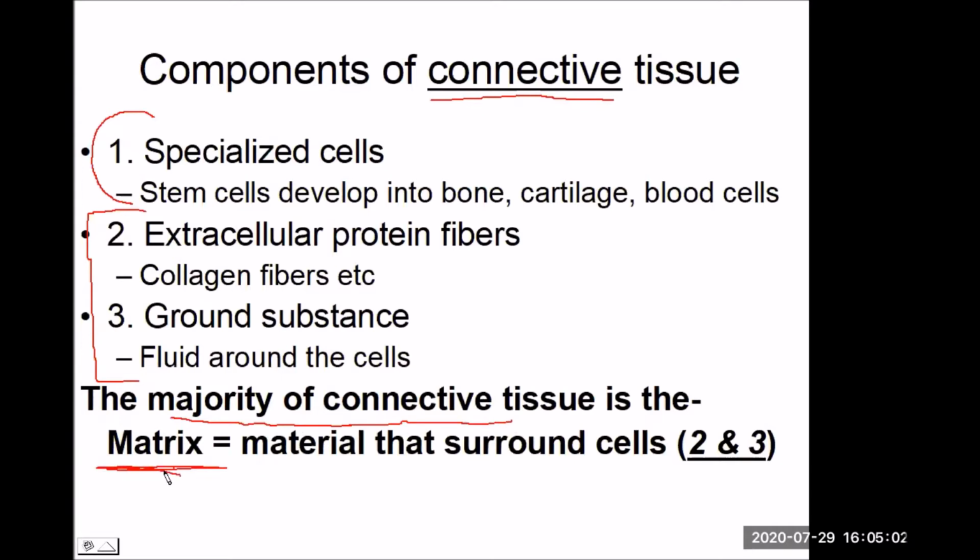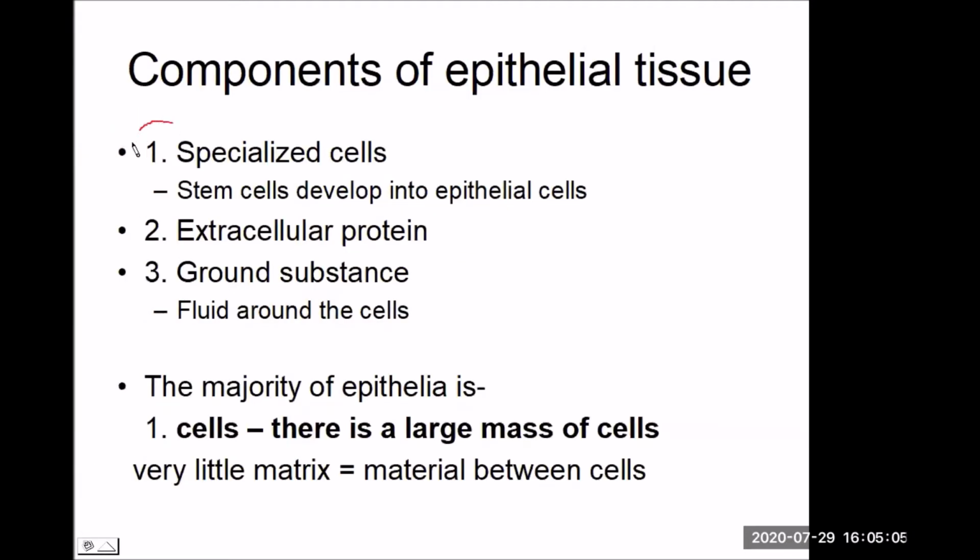However, switching now to epithelial tissue, well, again, specialized cells, extracellular matrix. But this time we're seeing, and here's the major difference, the majority of epithelial tissue is composed of the cellular component. So there's just a large connected mass of cells with very little extracellular matrix. Really the opposite of what we described for connective tissue. So we'll continue with this now. Second category of tissue, epithelium, and we'll go into the specifics of this.